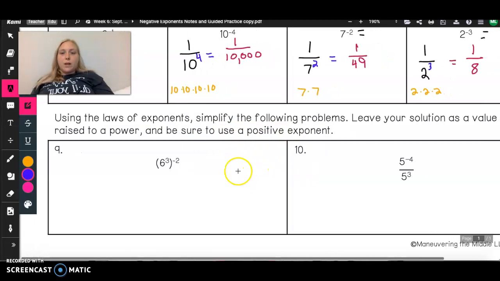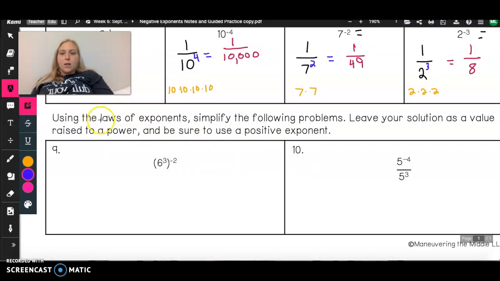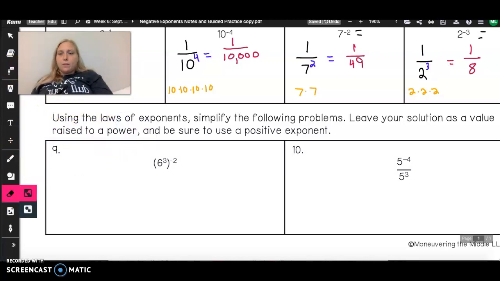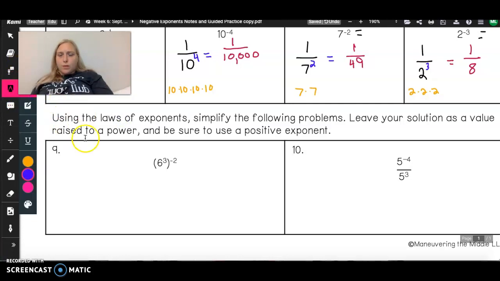We are using the laws of exponents now to simplify the problems, and we're going to leave our solution as a value raised to a power, and we're going to make sure we use it as a positive exponent. This is important because this means we are now using all of our exponent rules. So that means we are now going to take all of our rules, all the laws we've studied, and we're going to do that to simplify the problem.